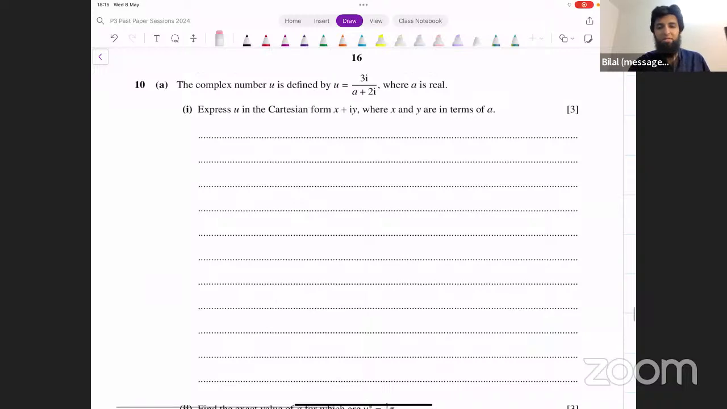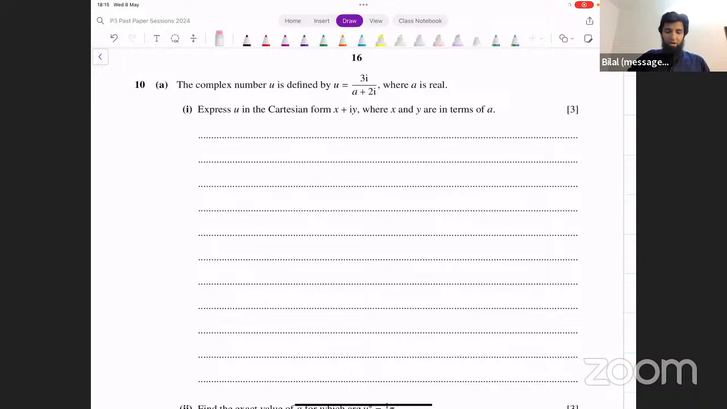Let me do this as well. This is the last question from this paper, question number 10. Let's have a look at this now. And then please make sure that you have voted for the other paper as well, the questions that you find difficult from the other paper. So we can quickly move on to the other paper after this and do the difficult questions from that paper as well. Okay.